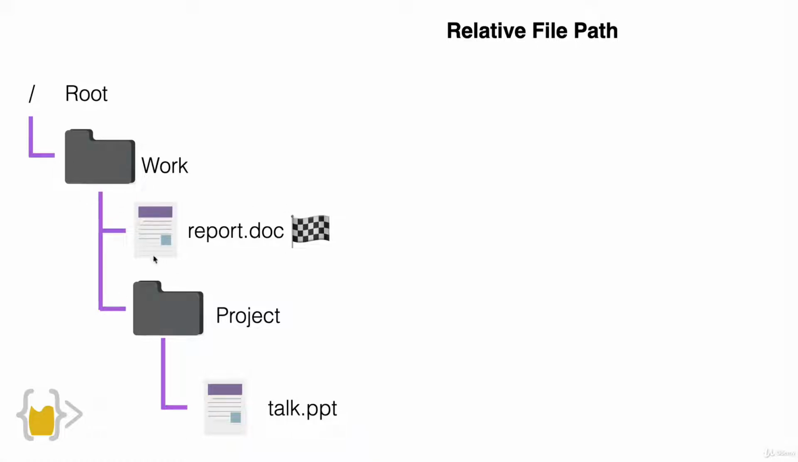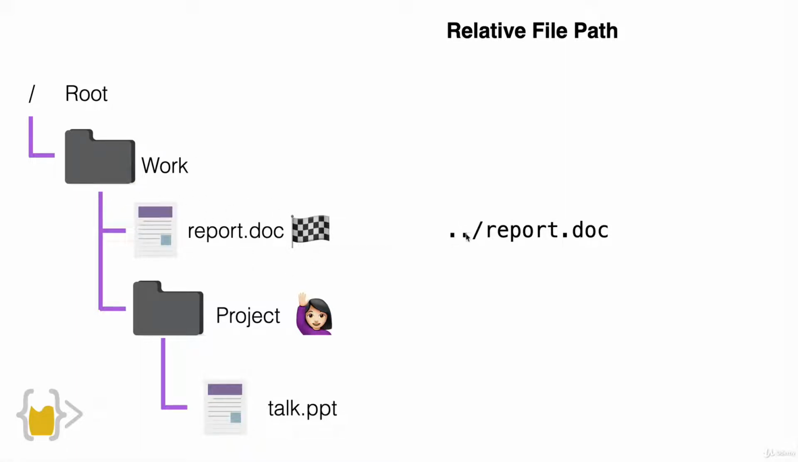Let's say we wanted to get a hold of this report.doc, but we are currently working inside this project folder. How do we go one step up? Well, we would write two dots now, /report.doc. So we're inside this project folder, we're coming out of it to the parent folder, which is the work folder, and then we're getting hold of this file.